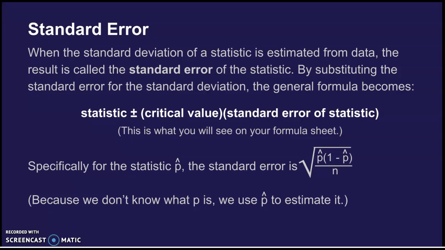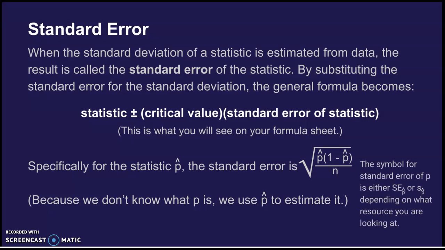When the standard deviation of a statistic is estimated from data, the result is called the standard error of the statistic. By substituting the standard error for the standard deviation, the general formula looks pretty much the same. The only thing that's different is, instead of p, we use p hat. The symbol for the standard error of p hat is either SE sub p hat or S sub p hat, and it depends what book you're looking at.